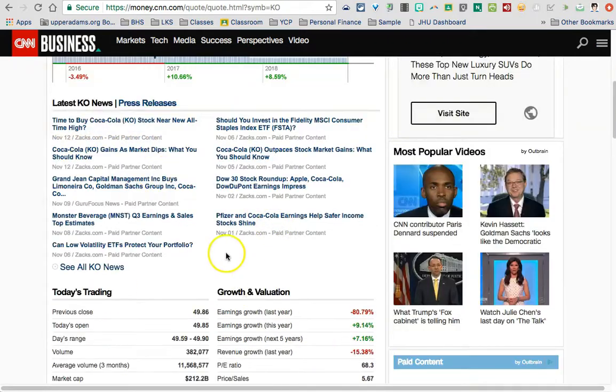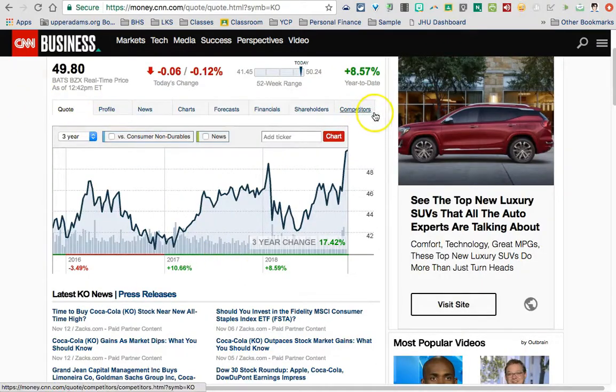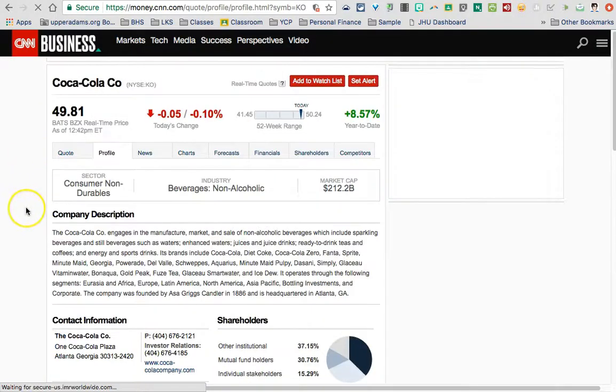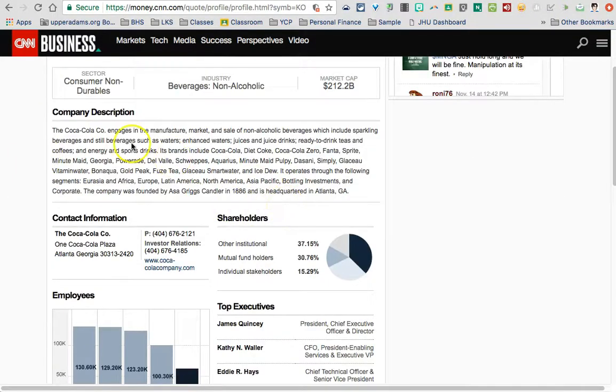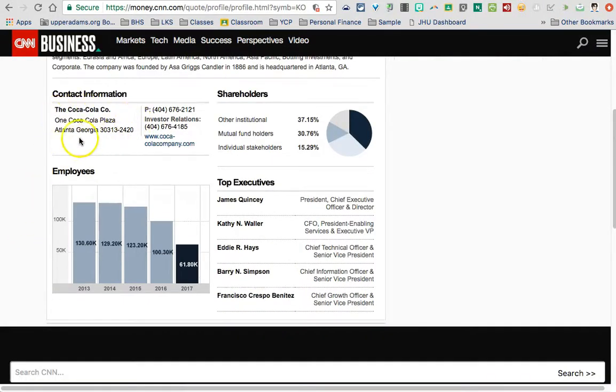Beyond just these overviews, if you go up to the top, there are different tabs. If you click on the profile, it will give you an in-depth overview of the company and what they make. Here's their contact information, how the shareholders are faring, and the company employees. The Coca-Cola employees had been at 130,000-ish, and it's down to 61.80. And again, here are some more top executives.